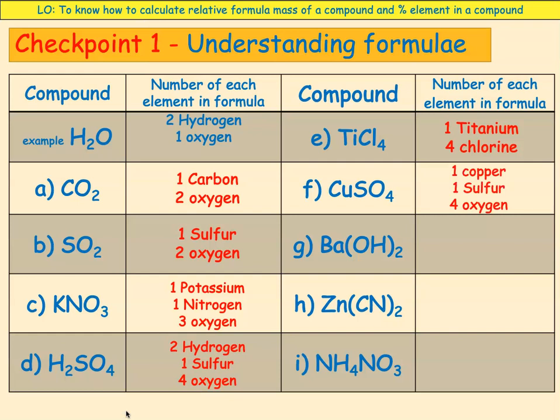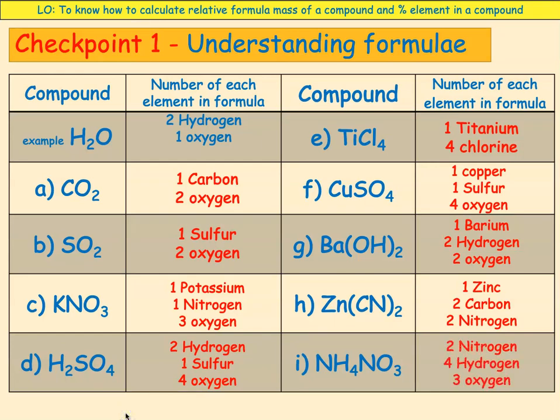This one might be a bit difficult because it's got brackets. 1 barium, 2 hydrogen and 2 oxygen. We have to multiply each of the things inside the brackets by the number outside. So we've got 2 oxygens and 2 hydrogens. Zn(CN)2. So that is 1 zinc, 2 carbons and 2 nitrogens. And NH4NO3, that's 2 nitrogens. I wonder if you spotted that because you've got 2 nitrogens in 2 different places. 4 hydrogen and 3 oxygen.